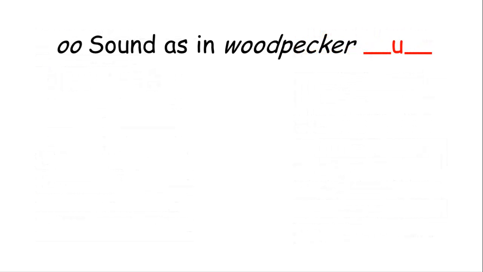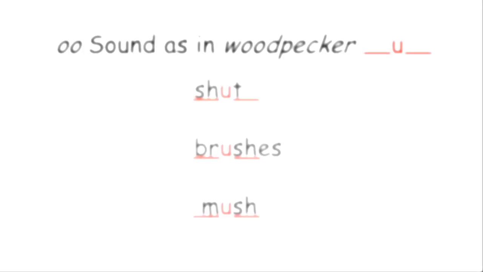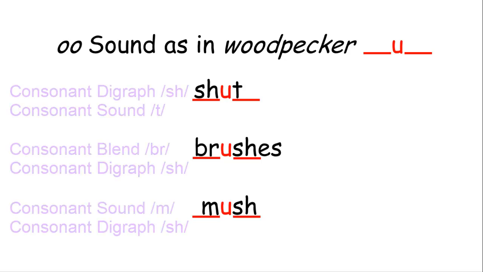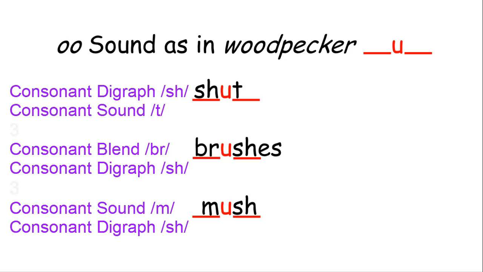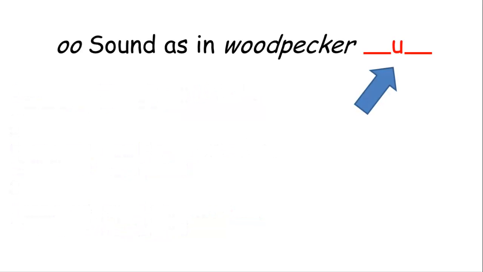Note that the blank does not necessarily indicate a consonant letter, because there may be consonant digraphs, such as the sh, that fit in the blank. For example, the sh at the start of shut, the sh in the middle of brushes, and the sh at the end of mush. Point to the spelling pattern on the board and say, "This is the /oo/ as in woodpecker, blank U blank spelling pattern."